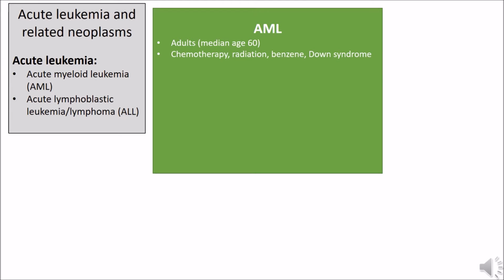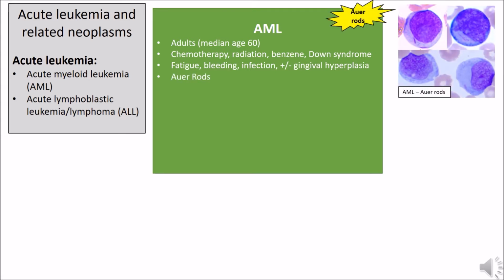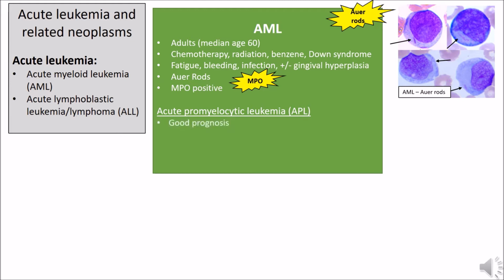Patients present with symptoms related to marrow infiltration, including fatigue, anemia, bleeding, thrombocytopenia, and infection, low number of functioning white blood cells. An additional symptom is gingival hyperplasia, which is caused by an infiltration of leukemic blasts into the gums. Blasts may contain Auer rods, which are pink cytoplasmic needle-shaped crystals caused by an abnormal fusion of primary azurophilic granules containing myeloperoxidase, or MPO. Acute promyelocytic leukemia, APL, is a unique subset of AML with a favorable prognosis.